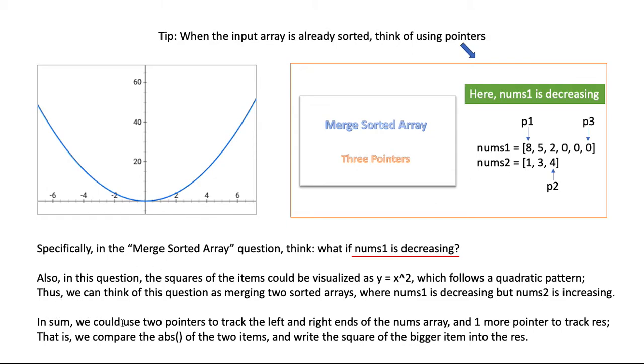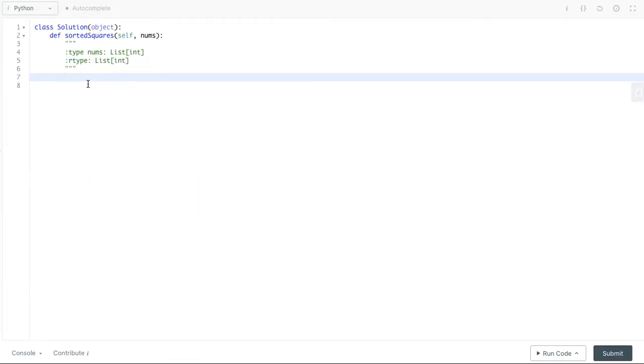In sum, we could use 2 pointers to track the left and the right ends of the nums array, like P1 and P2, and one more pointer to track the result array, like P3. That is, we compare the absolute value of the two items and write the square of the bigger item into the result array. With the background introduced, now let's write the code.